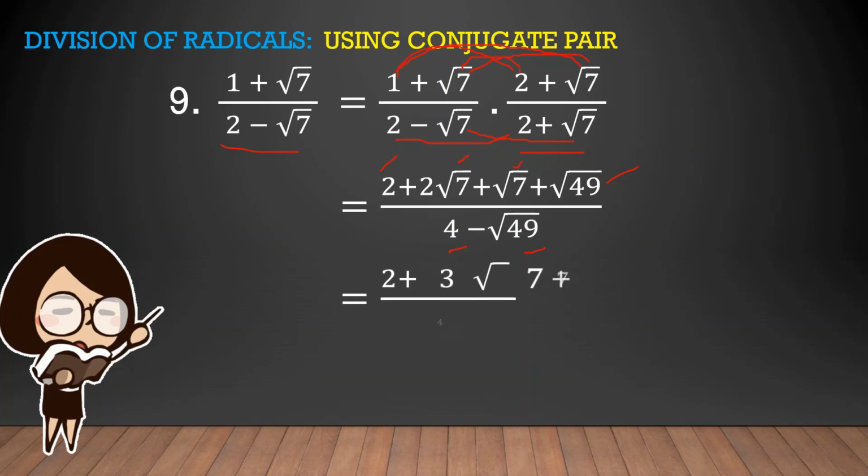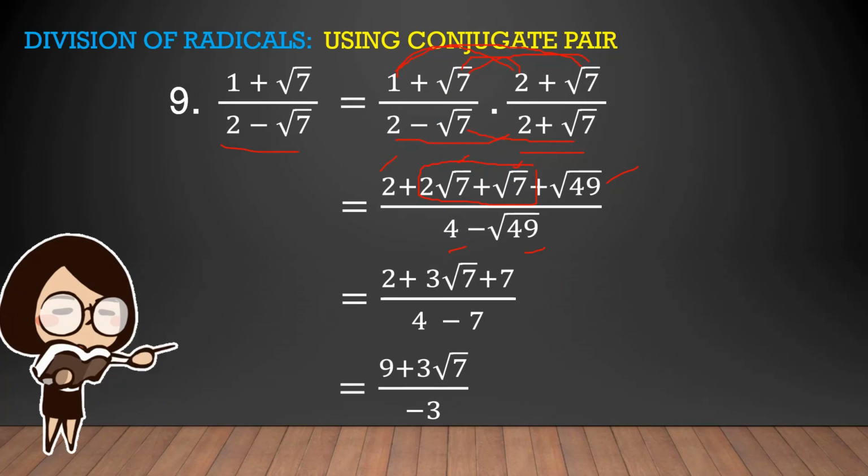So, we will simplify. Copy 2. Then this is the same radicand, so we need to combine. 2 plus 1 is 3 square root of 7, plus square root of 49 is 7, all over 4 minus 7. Then combine 2 and 7. So 2 plus 7 is 9. Plus copy the 3 square root of 7, all over 4 minus 7 is negative 3. So 9 plus 3 square root of 7 all over negative 3.